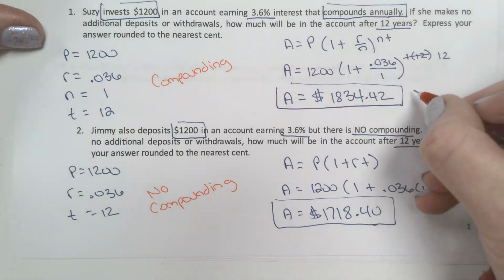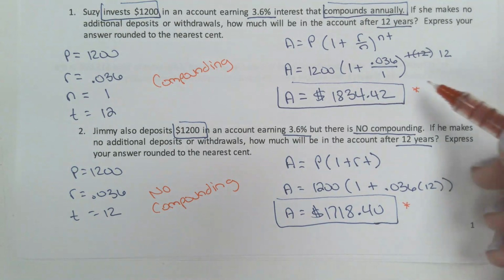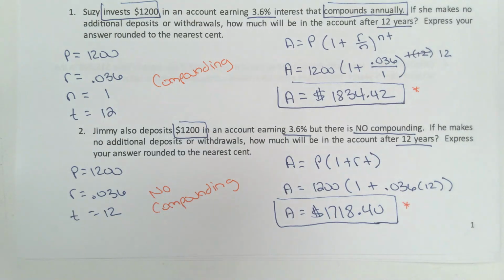All right, so we have 1834 versus 1718. If you choose a bank that compounds, how much free money did you just get by choosing the bank that compounds? I don't know, at least $100 in free money just by choosing the right bank. So that is the difference of compounding. And if you had more money and a decent interest rate, that difference would magnify. All right, let's go to the next one.